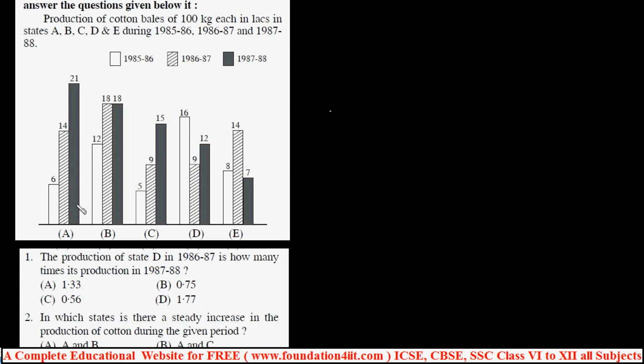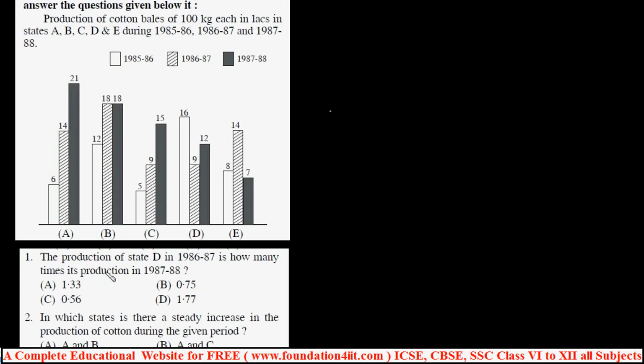Here are three vertical bars. One is 1985-86, then 86-87, then 87-88, within the different states A, B, C, D, E. Every state has three bars. This empty white space bar is for one year, and 1986-87 is the slant lines. This one is the shaded one. Now we can answer the questions easily.